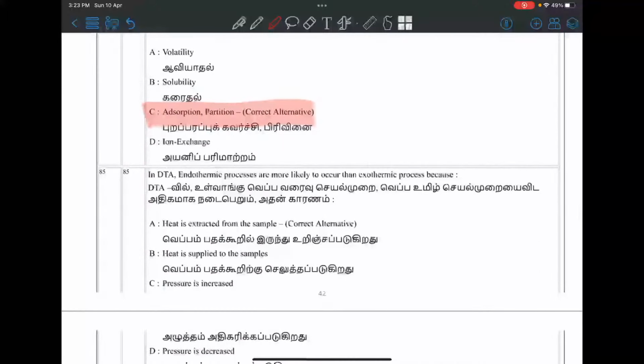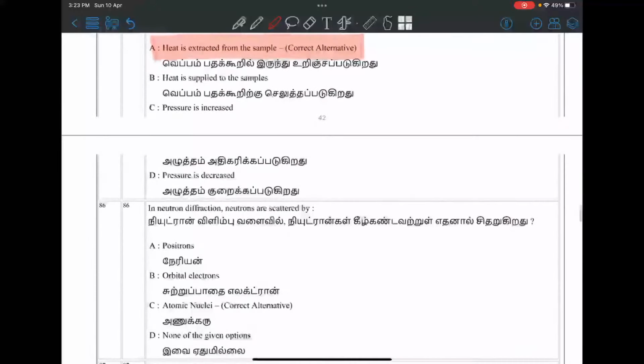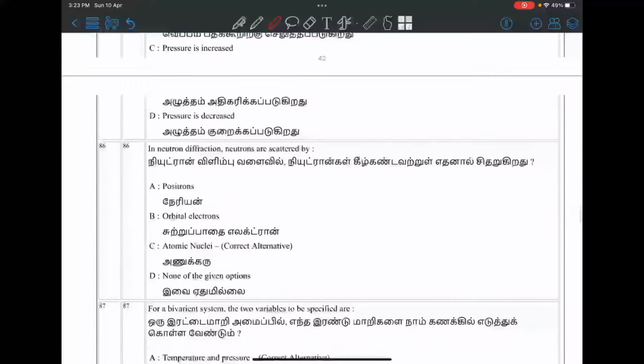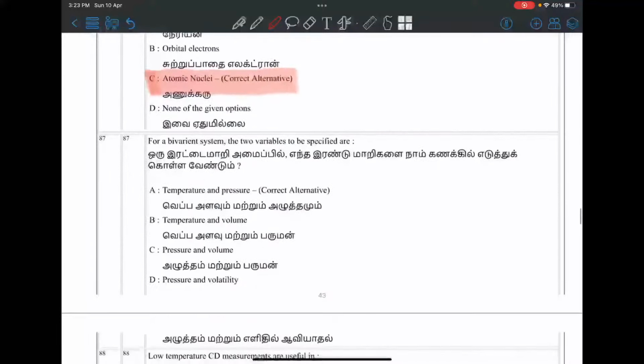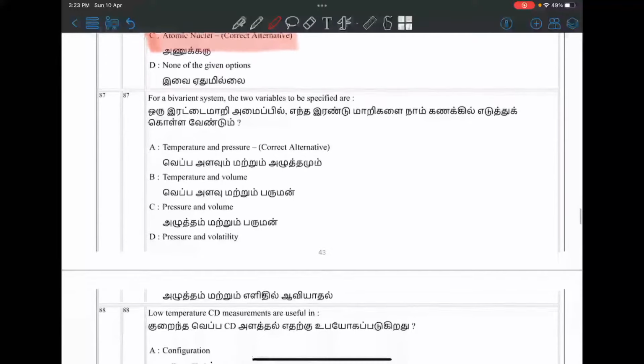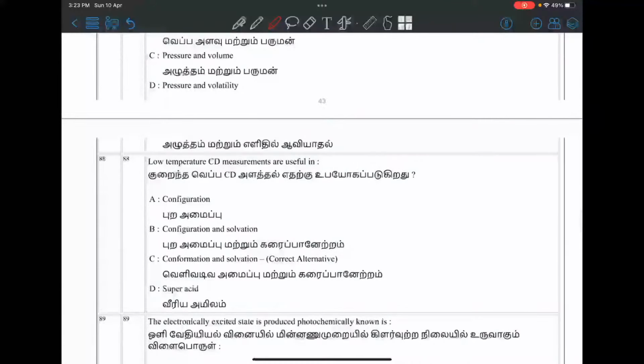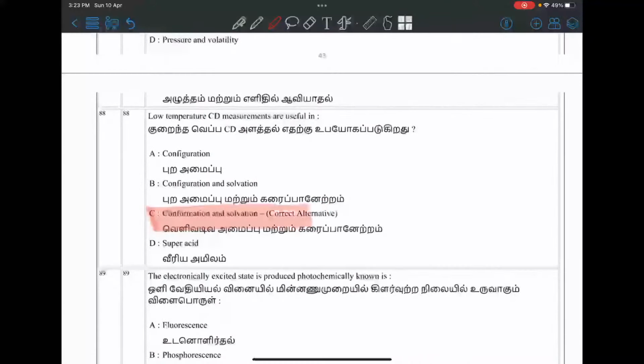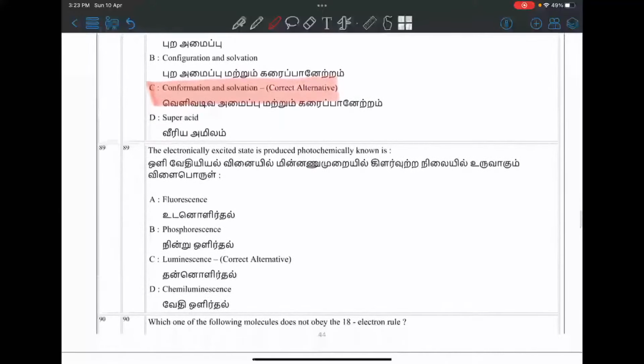In DTA, endothermic processes are more likely to occur than exothermic processes because heat is extracted from the sample. In neutron diffraction, neutrons are scattered by atomic nuclei. For a bivariant system, the two variables to be specified are temperature and pressure. Low temperature CD measurements are useful in conformation and solvation. The electronically excited state produced photochemically is known as luminescence.